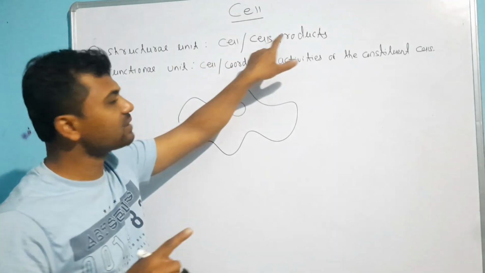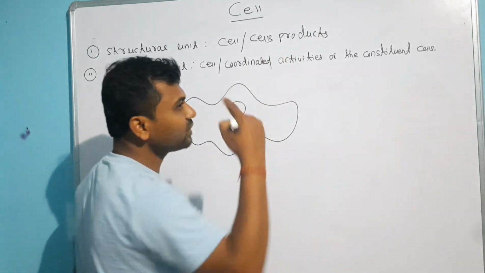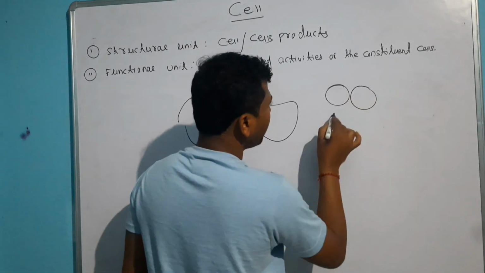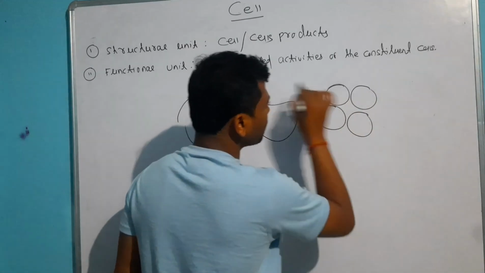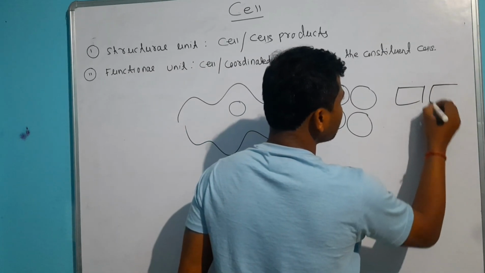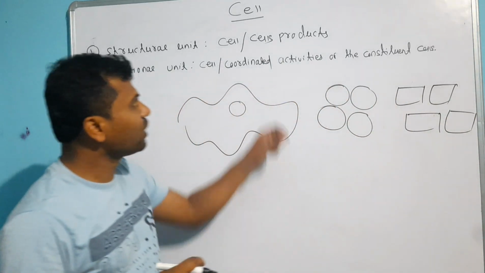Next, the cells and cell product. The second part of the definition implies the multicellular organism, where the body is composed of many cells. For example, this is our body. Our body consists of many cells. The plant body is also composed of many cells. So we are multicellular.